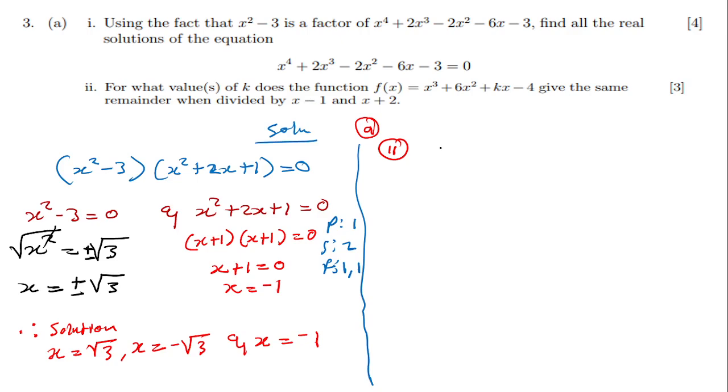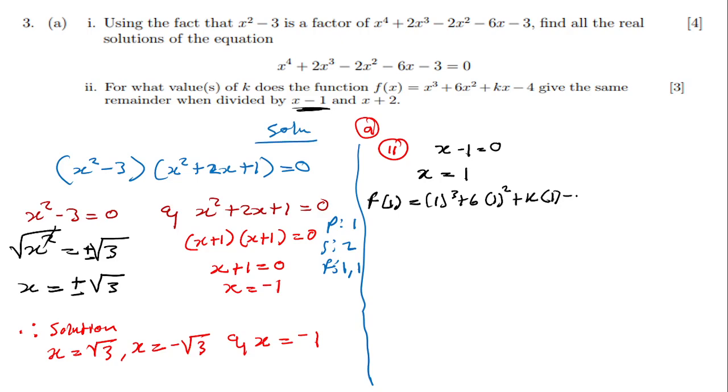You're going to get the first guy, which is x minus 1. You equate it to 0, and then you're going to find the value of x to be 1. And then you're going to say f of 1, you put this one where there is x. So this will be 1 cubed, plus 6 times 1 squared, plus k times 1, and then minus 4.